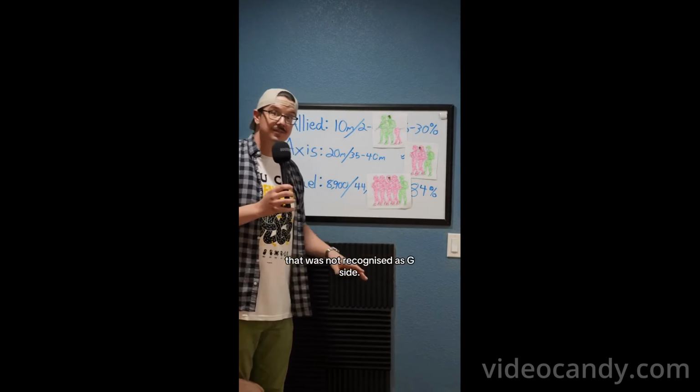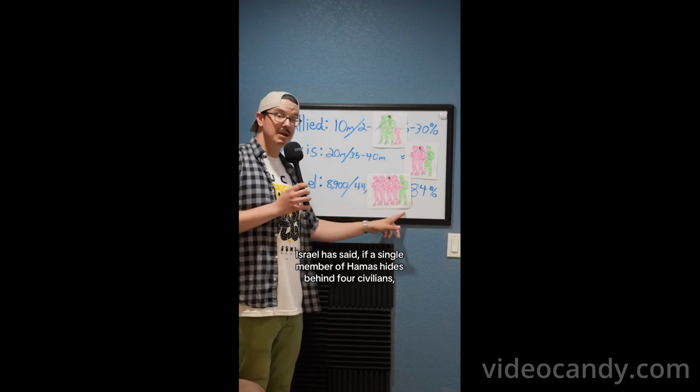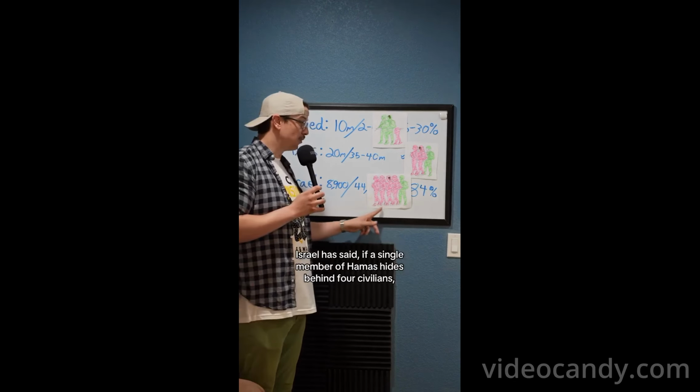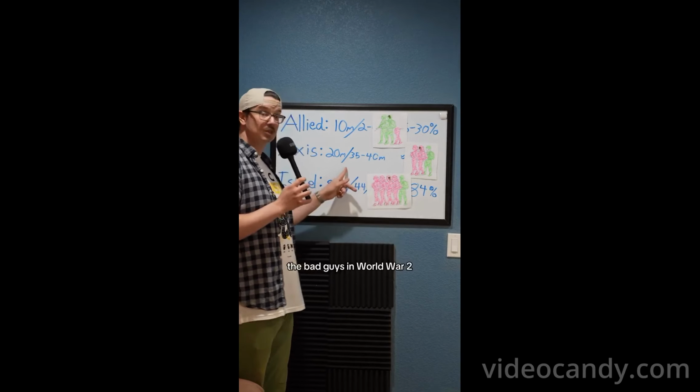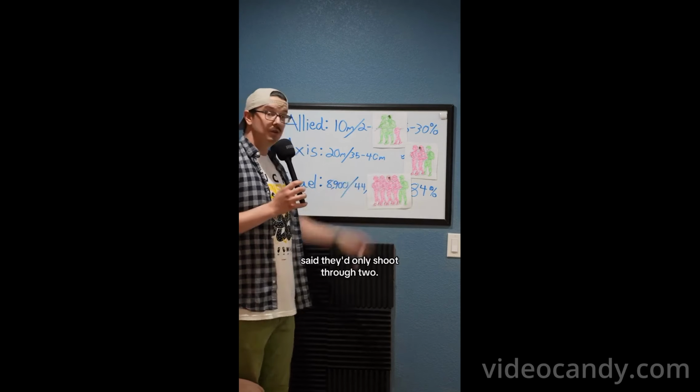Israel has said if a single member of Hamas hides behind 4 civilians, we'll take that shot. The bad guys in World War II said they'd only shoot through 2.